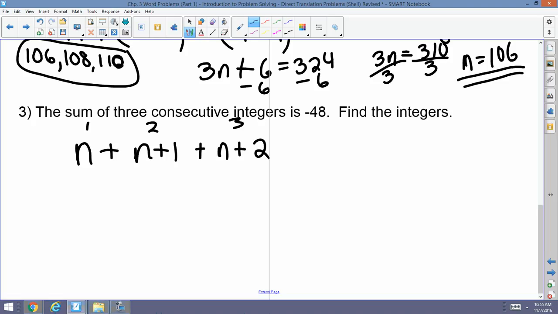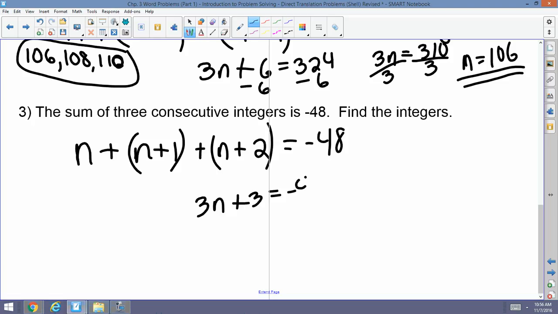So again, for consecutive integers, it's n, my first one, plus n plus 1, plus n plus 2, plus n plus 3, plus n plus 4, plus n plus 5. You're always adding one more for consecutive integers. So I got n plus n plus 1 plus n plus 2 equals negative 48. So this is 3n plus 3 equals negative 48. 3n equals negative 51, divided by 3, n equals negative 17.